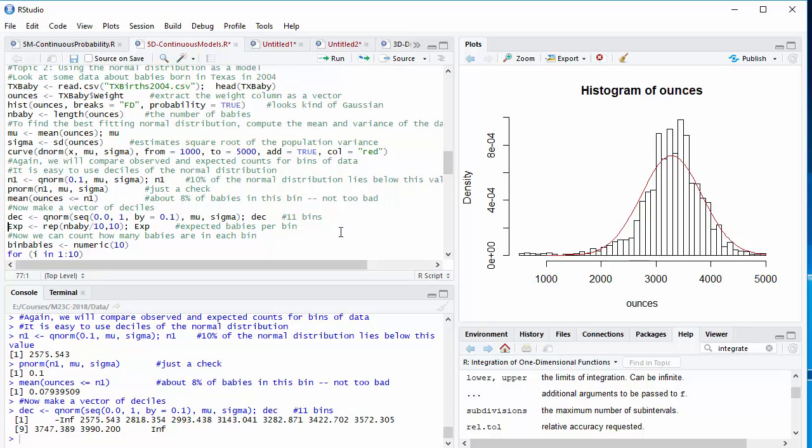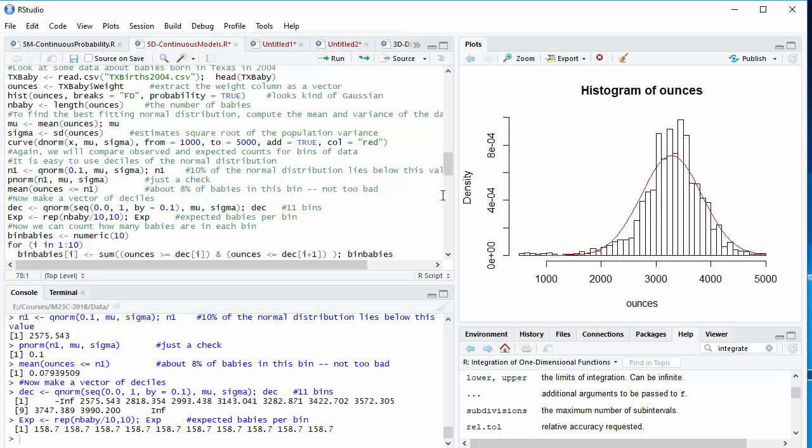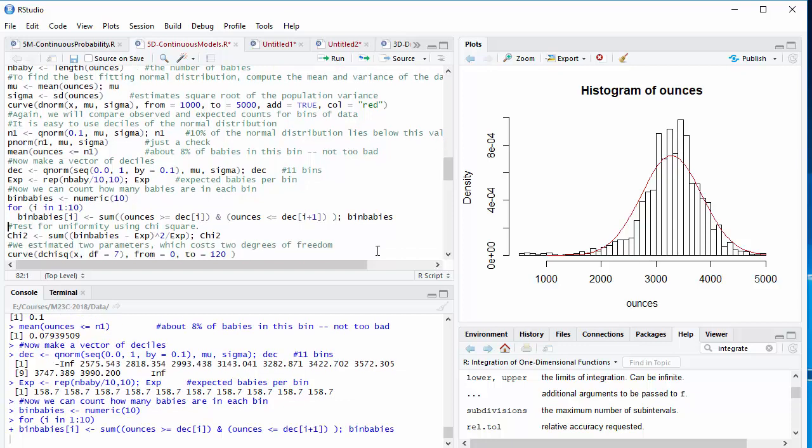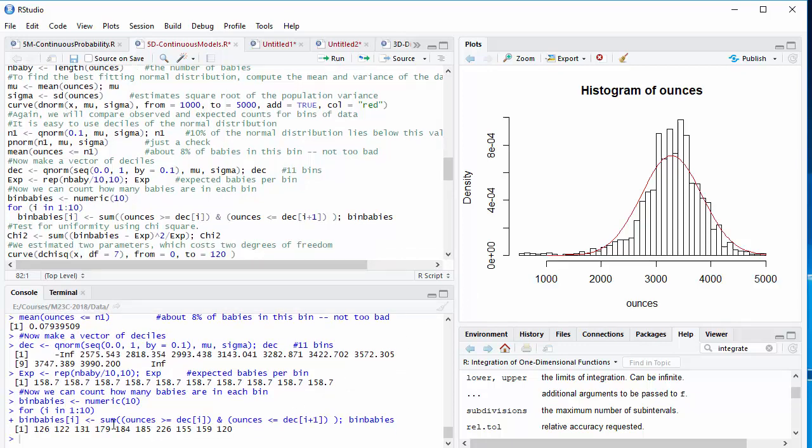and then compute the expected number of babies in each bin, which is just 1/10 of the babies in each bin. And you look at these and you see, this is not quite as good as we'd like. Because if this were uniformly distributed, we'd have roughly 159 babies in each bin. We've got far more babies in the middle, and we've got fewer babies out on the edges. And in fact, if you look at this distribution, you see that's the problem. The peaks are too high, and the tails are too small.